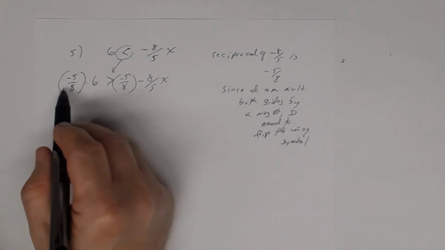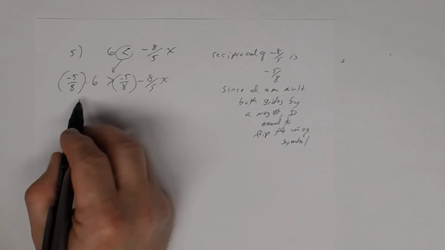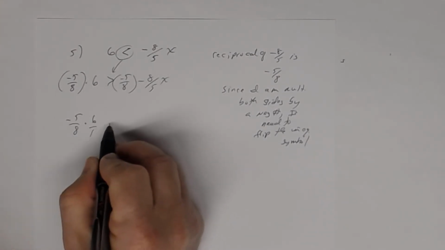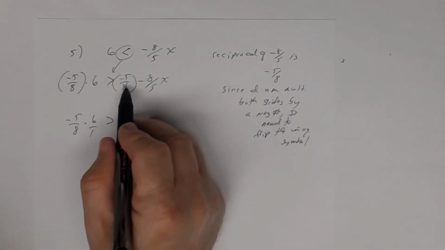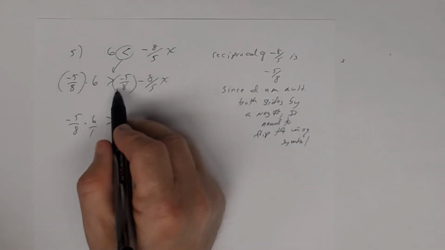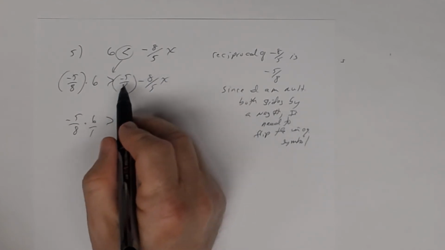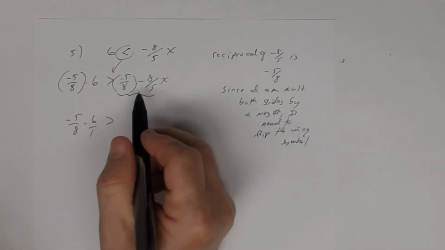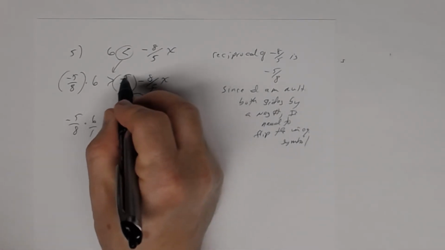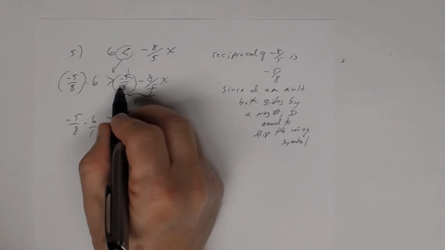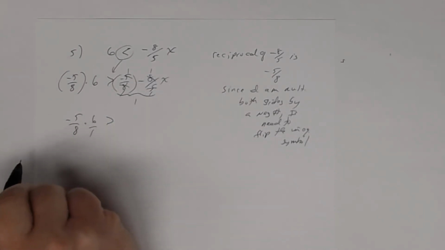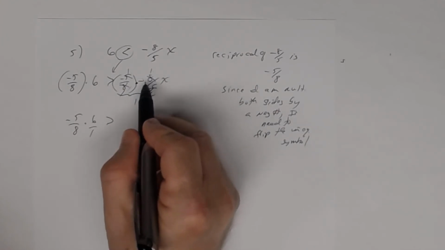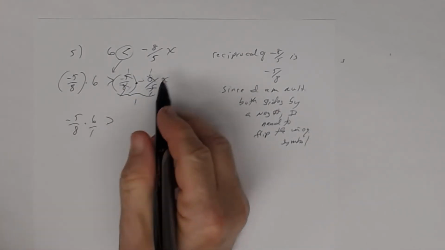All right, so let's go ahead and reduce. Let's write this a little bit better right here. So I have negative 5/8 times 6 divided by 1 is greater than. Now over here, I want you to notice something. Whenever you multiply two numbers that are reciprocals of each other, this product is always going to be 1. And you can see that's true. 5 into 5 is 1. 5 into negative 5 is negative 1. 8 into 8 is 1. 8 into negative 8 is negative 1. And a negative 1 times a negative 1 is a positive 1. And 1 times x is x.